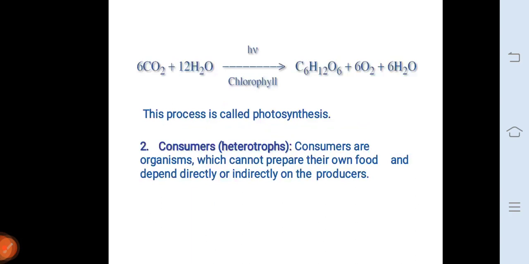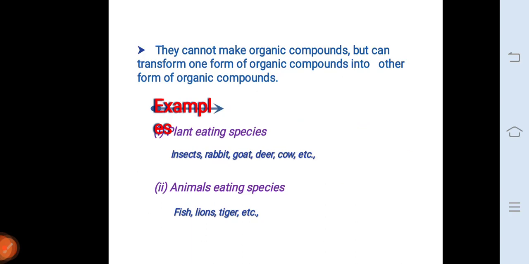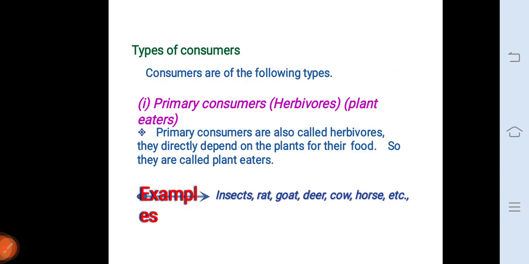Tertiary consumers are the secondary carnivores, that means meat eaters. They feed on secondary consumers. They directly depend on the primary carnivores, that means the secondary consumers, for their food. So what is a food cycle? Producers to primary consumers to secondary consumers to tertiary consumers, or otherwise producers to herbivores to primary carnivores to secondary carnivores. And finally, the third type of living organism is decomposers.